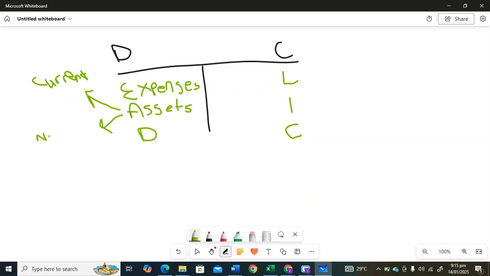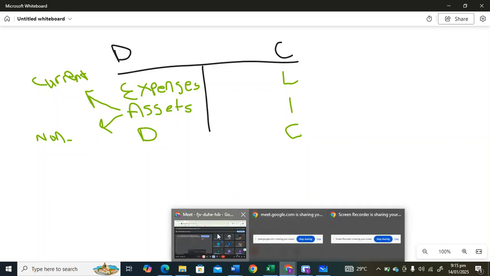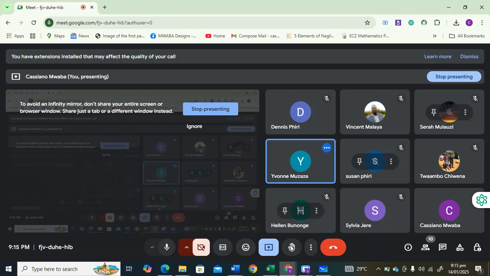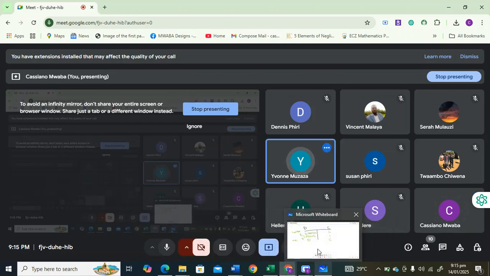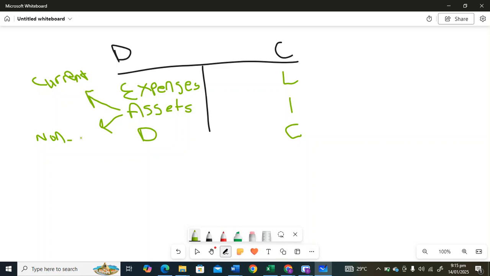What was that? Non-current assets. Colleagues, are you able to get me clear?